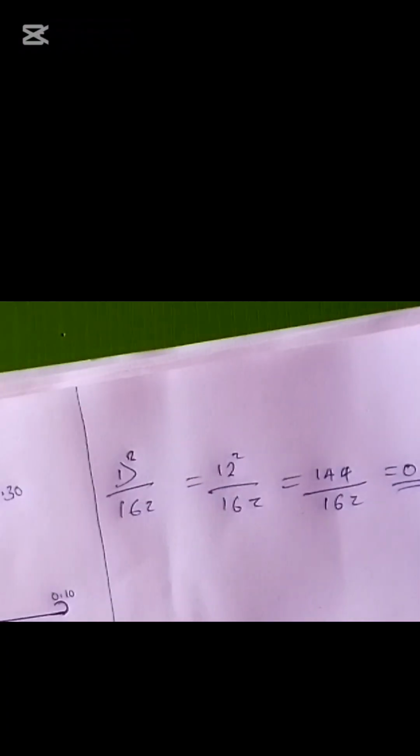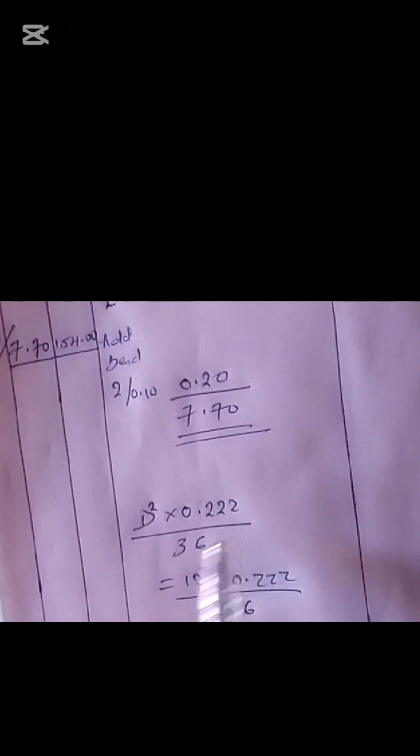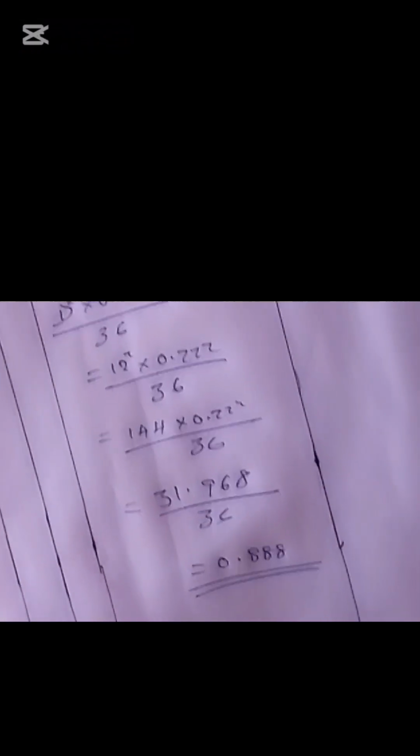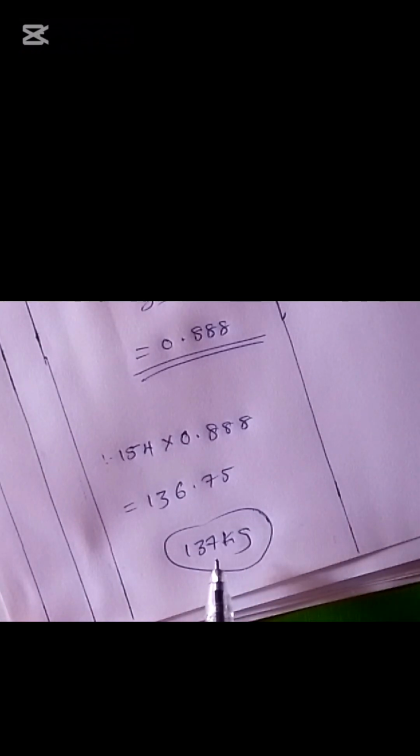0.888. You can see. So irrespective of the formula you're going to use, whether you use this D square over 162 or you are using this D square times 0.222 over 36, you're still going to arrive at the same answer, which is 0.888. Now, we have actually converted this reinforcement to kg, which is 137 kg.